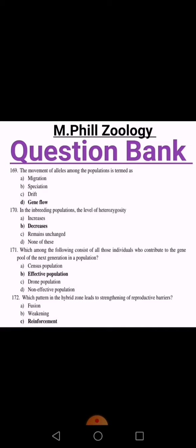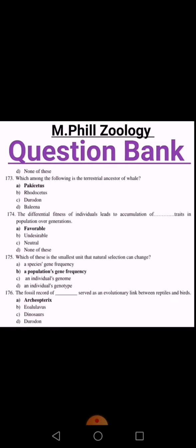Which among the following consists of all those individuals who contribute to the gene pool of the next generation in a population? Effective population. B is right. Which pattern in this hybrid zone leads to strengthening of reproductive barriers? That is reinforcement. Reinforcement के through reproductive behaviors of hybrid zone को strength किया जा सकता है.